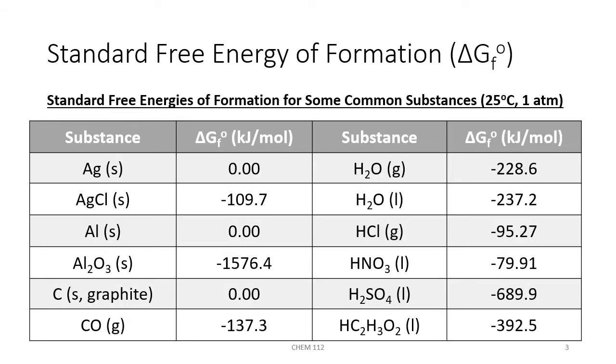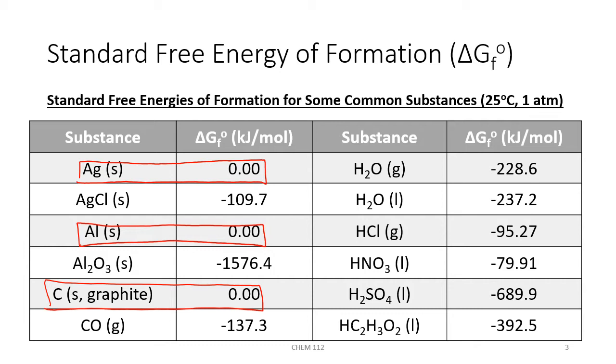You can find a full version of the standard free energies of formation of different substances online. This is just a short version of that chart. Notice that the values for any substance in their standard state has a delta G sub F of 0. You can think about this as like a thermochemical sea level upon which every other substance is measured against. So silver solid, aluminum solid, solid carbon, those are all in their most stable standard states. So they have a delta GF that's assigned as being 0.